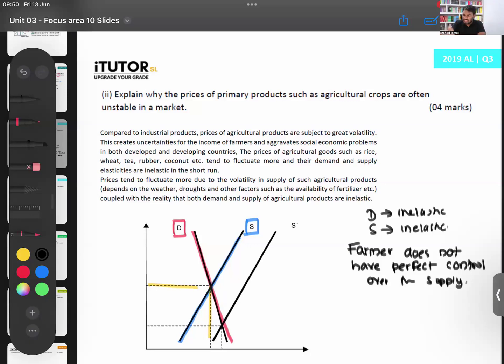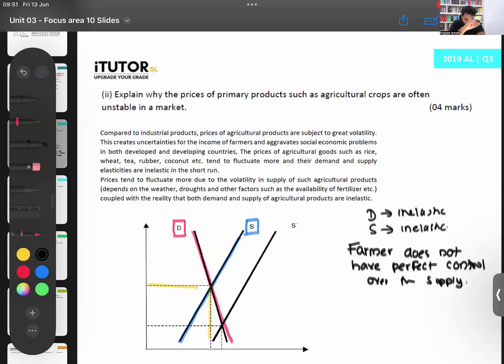But let's say the weather is not good, fertilizer doesn't work, animals come and destroy his crop, he might get a bad harvest, supply might decrease. So the farmer doesn't have perfect control. So therefore, the supply that comes out to the market could either increase or decrease, because the farmer can't control the level. Based on what he grows, something might happen based on nature. It might increase or decrease.